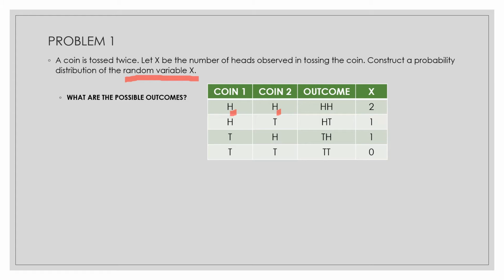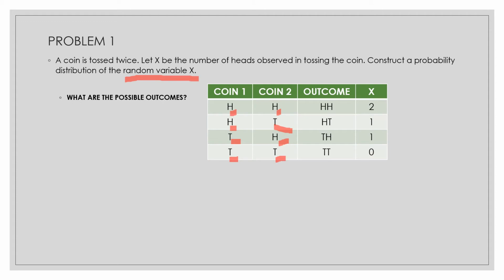So the outcome is both are heads, so HH. Next, it can also be possible that for the first toss it is head, but for the second toss it is tail. So that is HT. Next, it can also be possible that for the first toss you got a tail, and for the second toss you got a head. So that is TH. Or it could also be possible that for the first one you get a tail, and for the second one you still get a tail, so that is TT. These are the possible outcomes of tossing the coin twice.